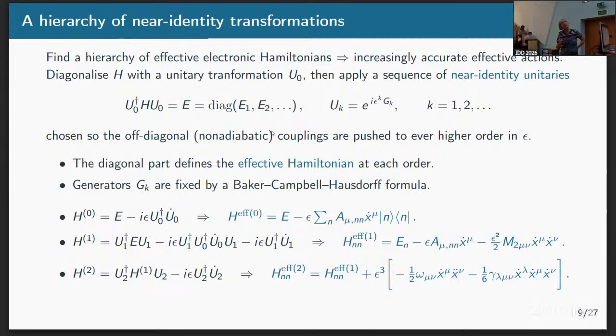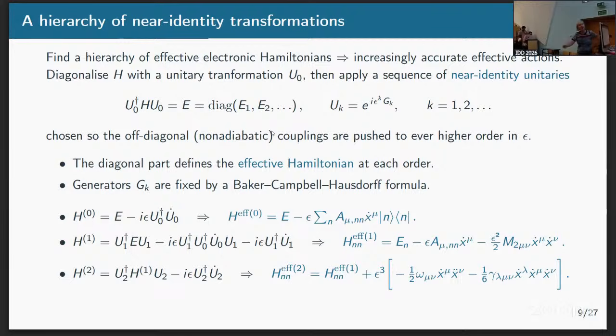Which these transformations are given here, so they are connected to unity. The G's are the generators of the transformation. How do you determine these generators? You fix them by requiring that in a given order of approximation, your Hamiltonian is diagonal, and you push the off-diagonal elements to the second order. This is how you choose these G's. This is the role of them.